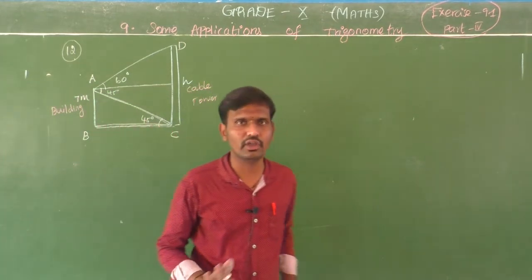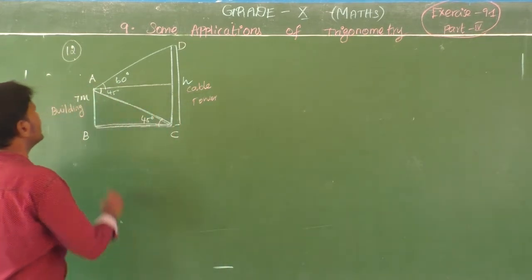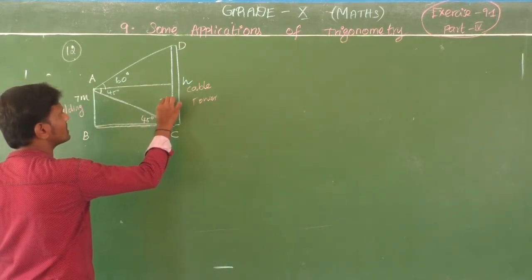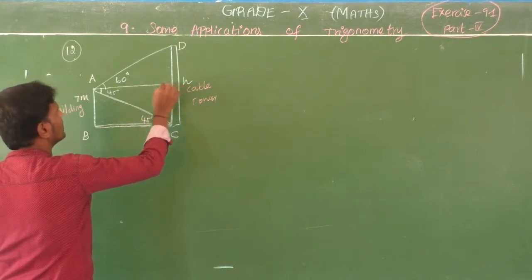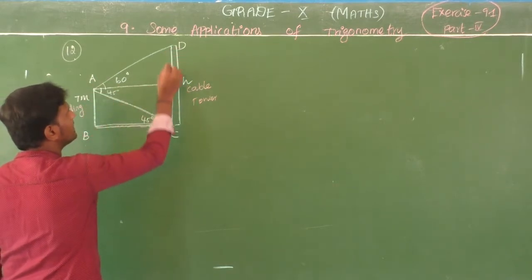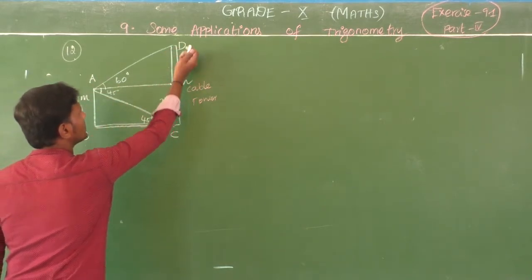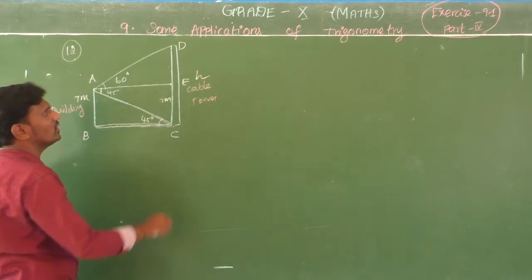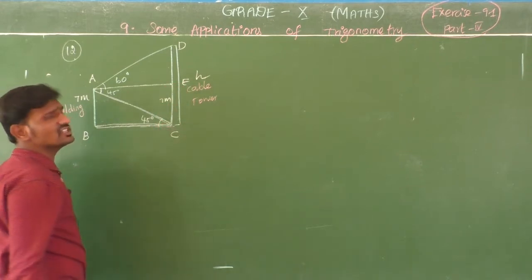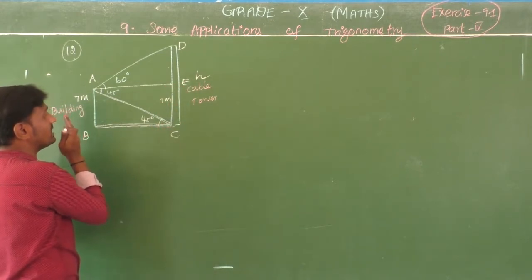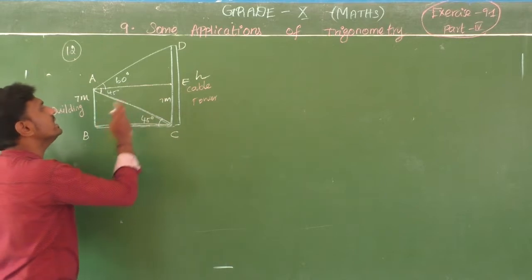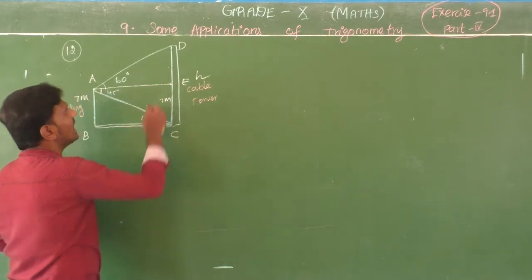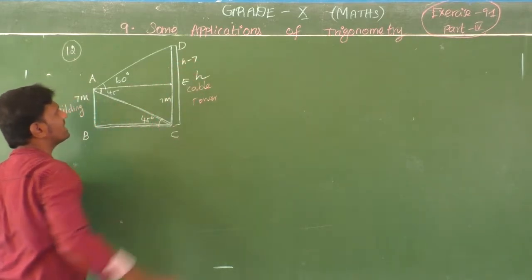Now you got it, I think. Okay, yes, students. Now see, this is 7 meter, and that also is 7 meter. And this one, see, A, B, C, D. So this point I am going to mention by E. Now see, EC is also 7 meter, the same as this 7 meter. The height of the building we are going to get is the same here.